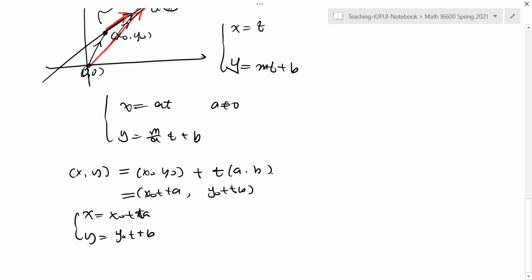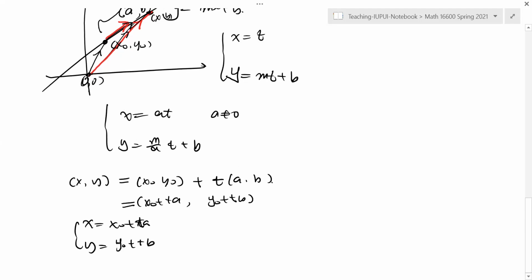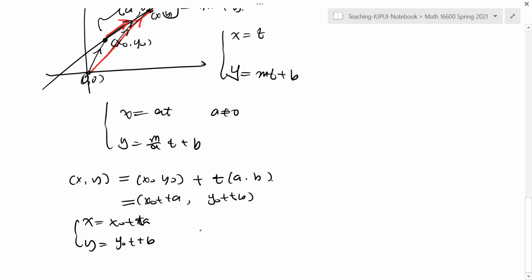And what is the slope? The slope m is going to be b over a. It's determined by b over a. Conversely, if you know the slope, if you express it in the form b over a, then you can write down a and b and write down the parametric equation.